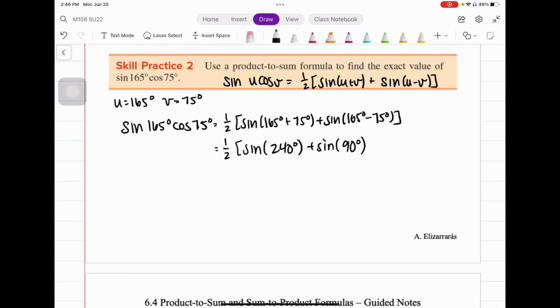And I'm going to refer to the unit circle to find those values. That's equal to 1/2 times negative root 3 over 2 plus 1. Finding a common denominator, I'm going to have 1/2 times negative root 3 plus 2 over 2. Multiplying through, I get negative root 3 plus 2 over 4.